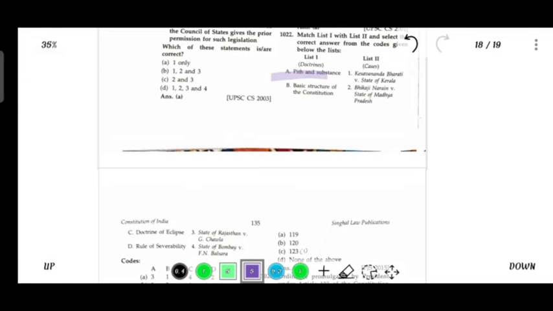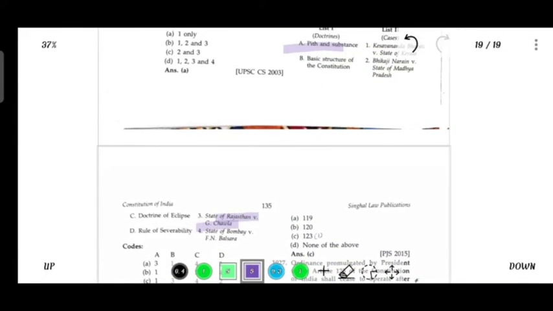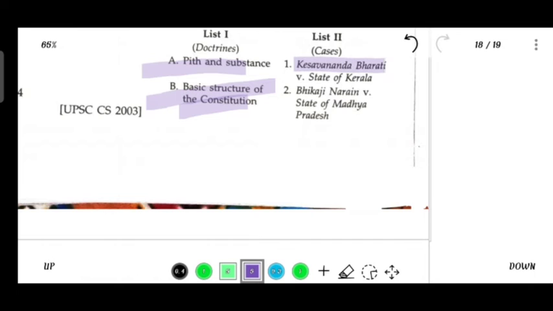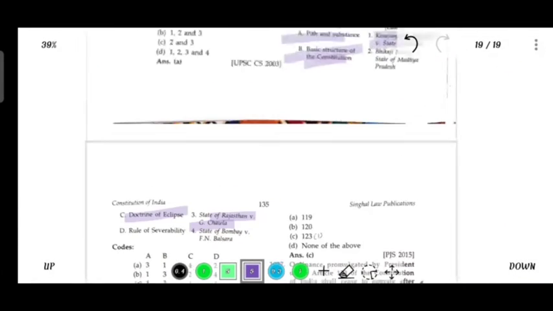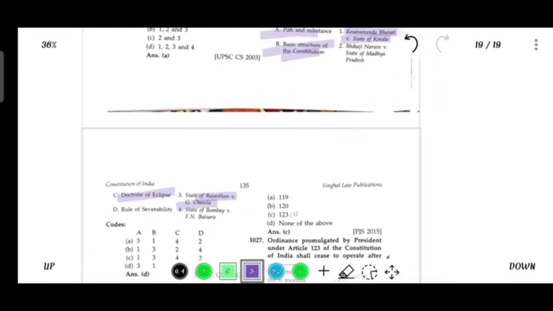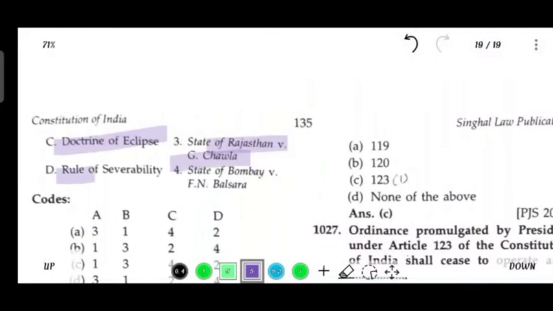Pith and substance: State of Rajasthan versus G. Chawla. Basic structure of the Constitution: Kesavananda Bharati versus State of Kerala. Doctrine of Eclipse: Bhikaji Narayan versus State of Madhya Pradesh. Rule of severability: State of Bombay versus F.N. Balsara.